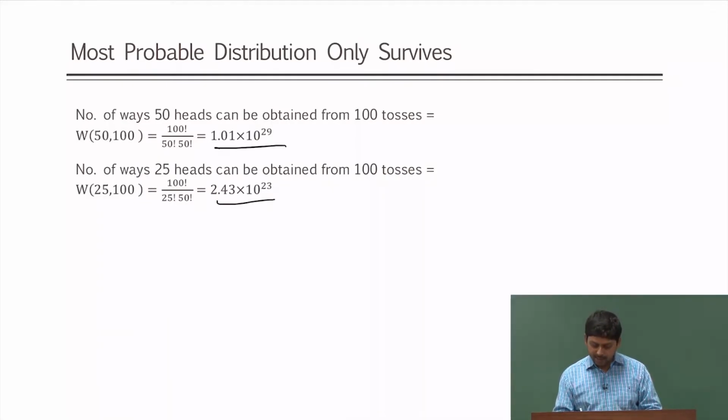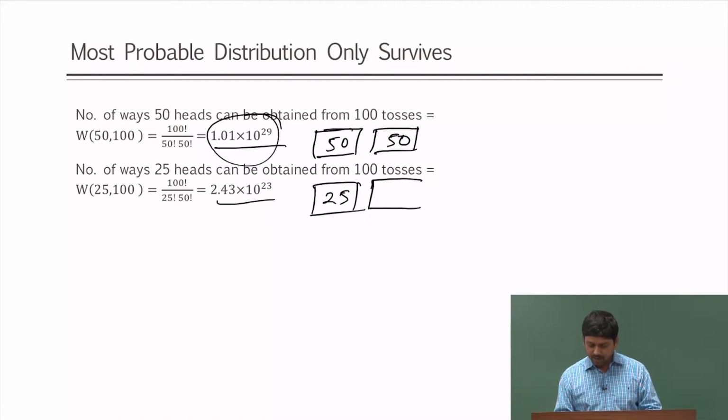So, it is like the same situation, 50 heads out of 100 tosses is the same as saying that I put 50 particles in this box and 50 particles in this box, and that has a W of this much. Now, if I say that I put 25 particles in this box and 75 particles in this box, that has this many possibilities, 6 orders of magnitude fewer possibilities than this. So, this is our MPD, this is another distribution which is less probable.